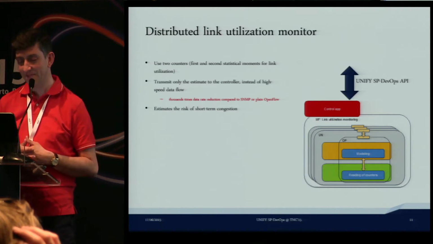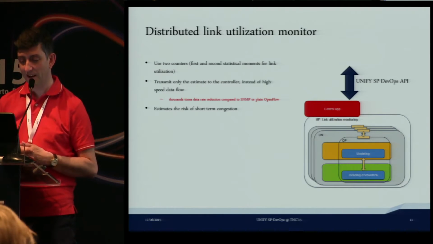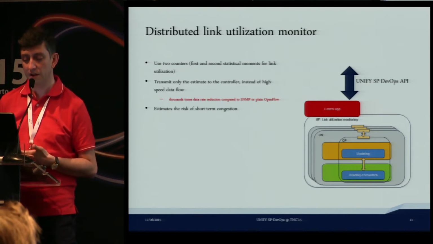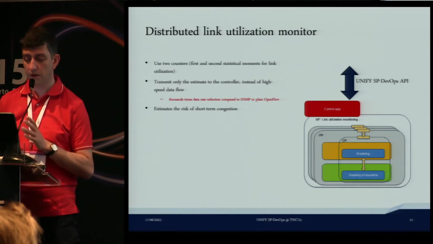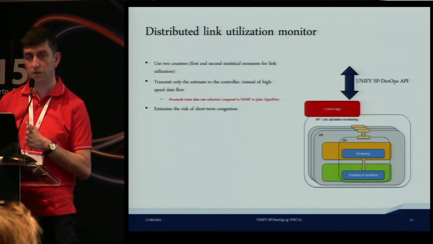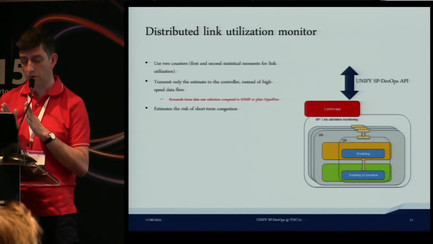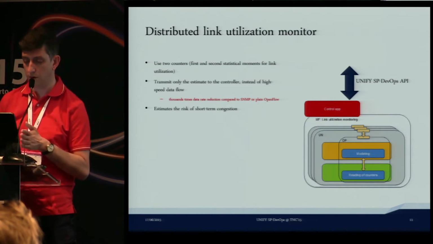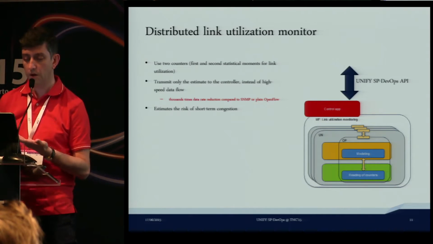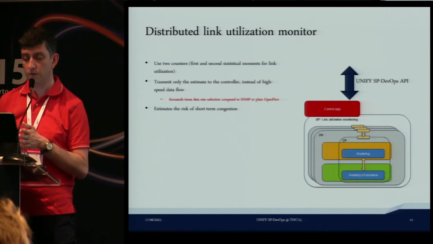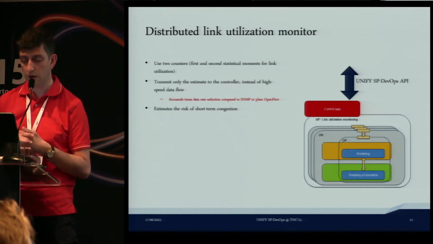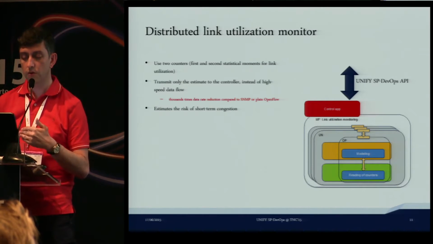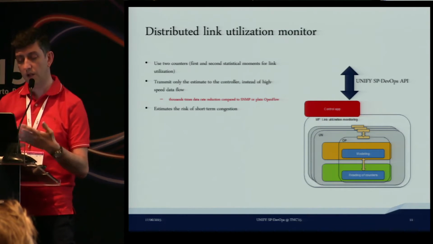The second example of a monitoring function that we have is a link utilization monitor. This is a function that uses two counters on each of the ports, on a network port, to determine the risk of very short-term congestion. Each of the counters represents either the first or the second statistical moment for that link utilization. And we transmit only an estimate to the controller instead of a very high-speed data flow.